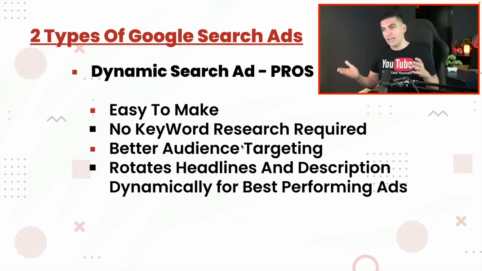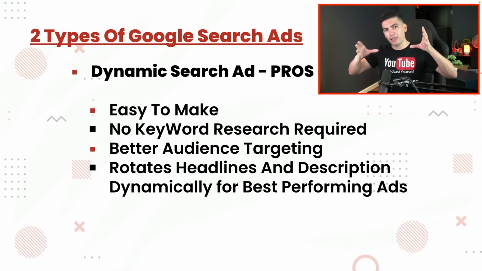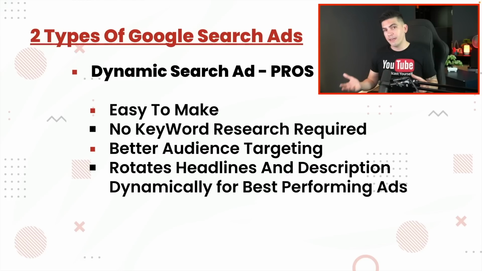Better audience targeting. So people who are interested right now in coffee, we can actually target those specific users based off their actions and what websites they're going to. Rotate headlines and descriptions dynamically for best performing ads. You can create a few different headlines and descriptions, and it constantly rotates those to find out which is the best performing ad. So it helps with your click-through rate.